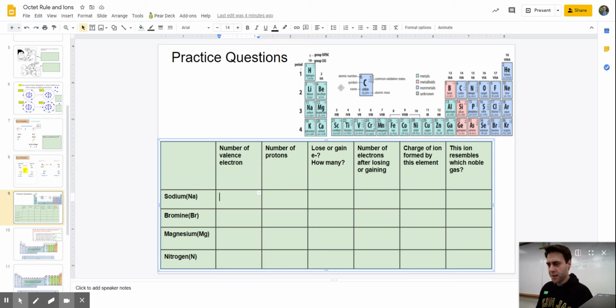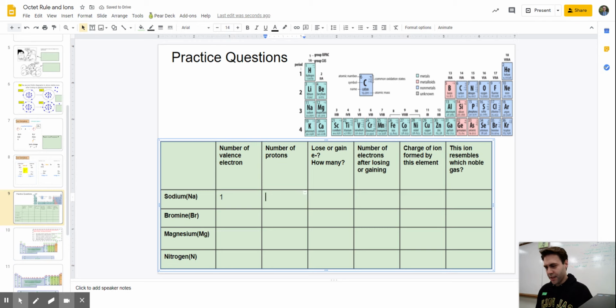Okay, now let's look at some practice questions. So the first one we actually went over in the previous video, but let's do it again. The number of valence electrons in sodium. Well, how do we determine that? Sodium is in group 1, and all the atoms in group 1 have one valence electron. So we can just write 1.